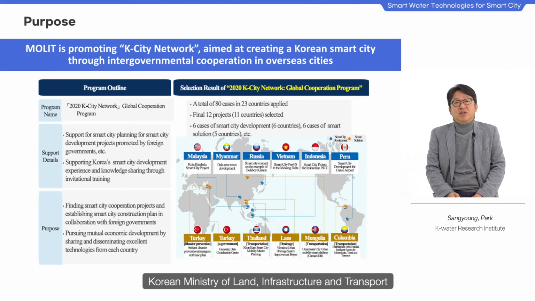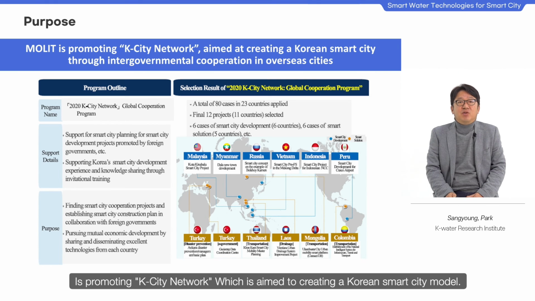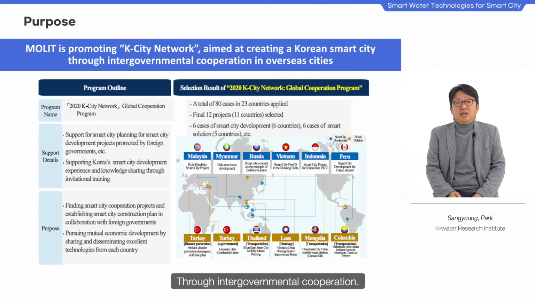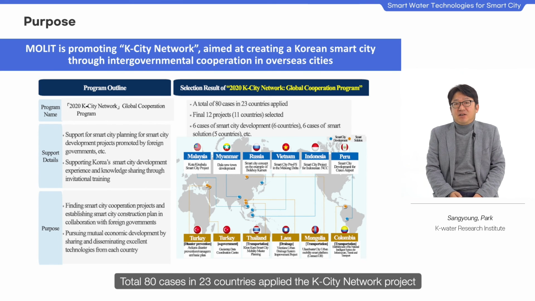The Korean Ministry of Land, Infrastructure and Transportation is promoting the KCity Network, which aims to create a Korean smart city model through intergovernmental cooperation. A total of 80 cases in 23 countries applied to the KCity Network project, and 12 projects were finally selected for implementation.